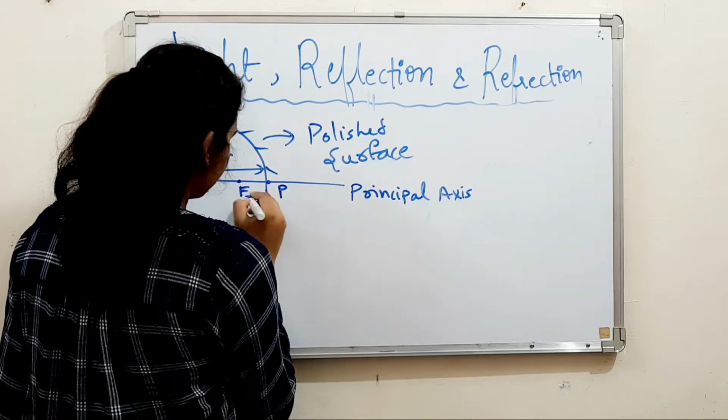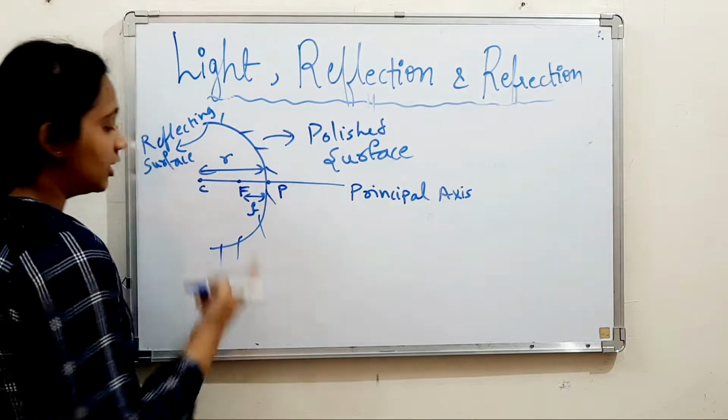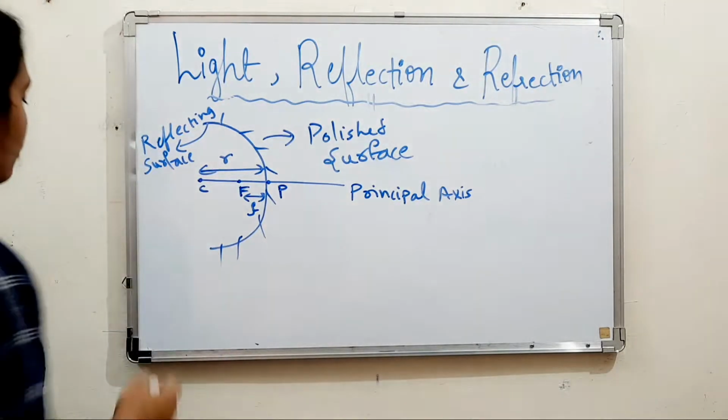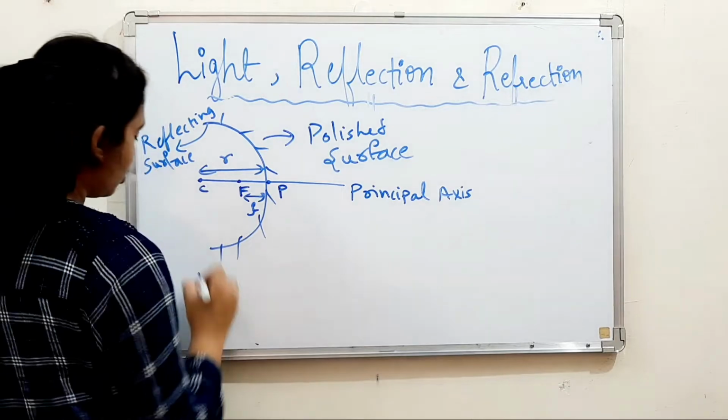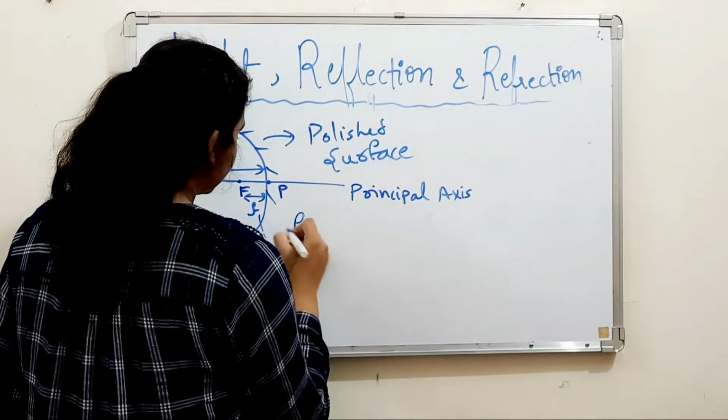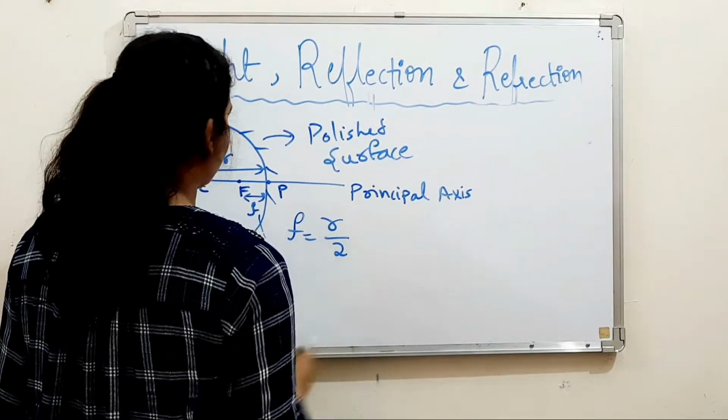And this is focal length. Focal length is always denoted with a small f and focus is denoted with F, capital F. f is equal to R by 2. This is a formula you should remember.